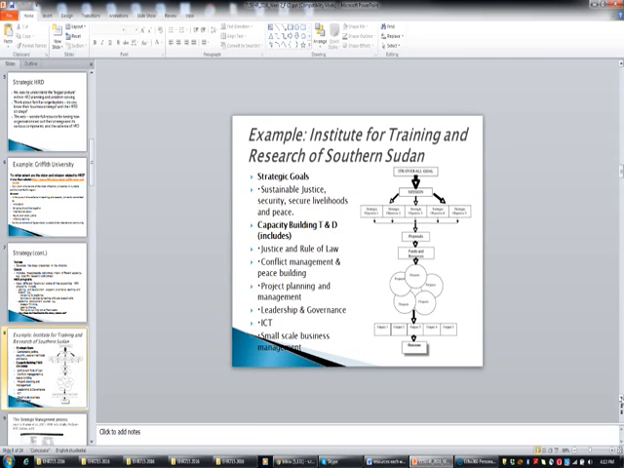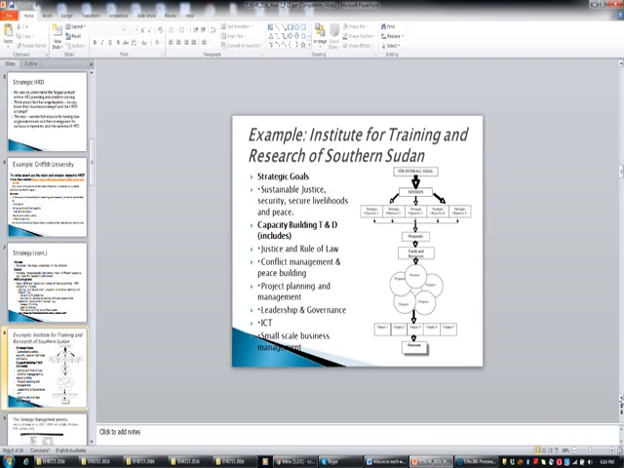This is an example from the web actually, but it's since disappeared, so I haven't put the link there. It's just really to give you a sense of how this particular organisation, called the Institute for Training and Research of Southern Sudan, had set out its strategic goals, which were around justice, security, secure livelihoods and peace, we'd hope for that, and capacity building.